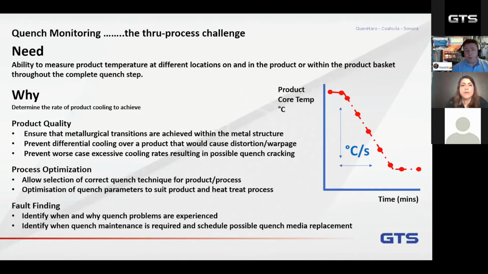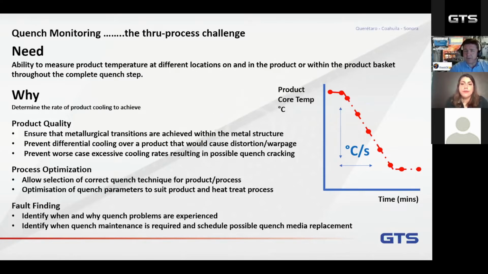So what are the key reasons why we should monitor the quench? All right, we need to understand, as we do in a heat treat furnace, that the product may heat up at different rates, depending on where it's positioned or its thermal mass or the makeup of different thermal masses in a particular product. If that applies to the heating step, it will also apply to the cooling step.